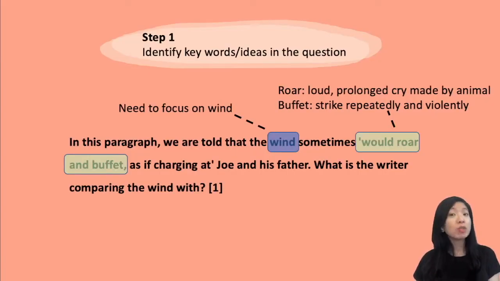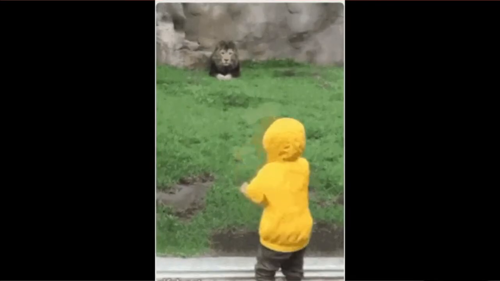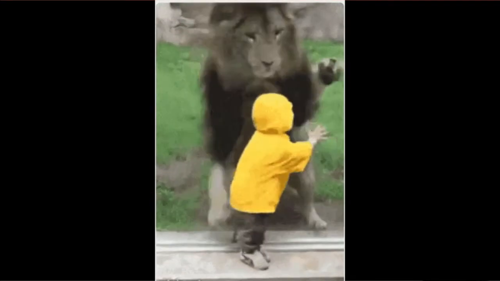You can probably imagine how scary that could be. Now, the third keywords that I would identify are these words, charging at. Charging at has that meaning of rushing towards something and is usually in an attack. So therefore, this is quite an important keyword.